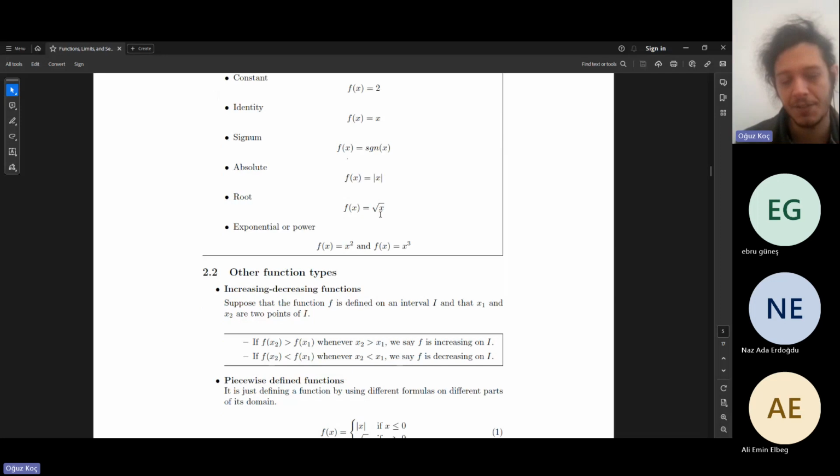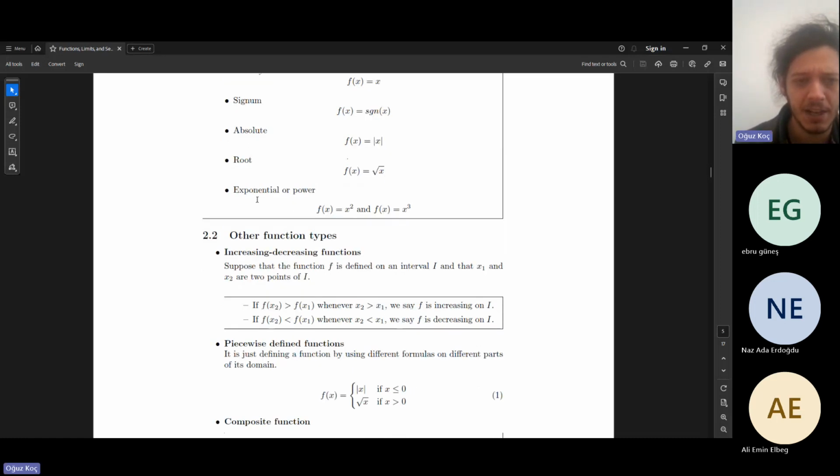And if we don't define the number here, the degree of the root, it is assumed as 2. Otherwise, we define it. If it is the third degree of root, we write it here as 3. And we have the exponential or power function. In here we just take the second power of the x, and here is the third power of the x.